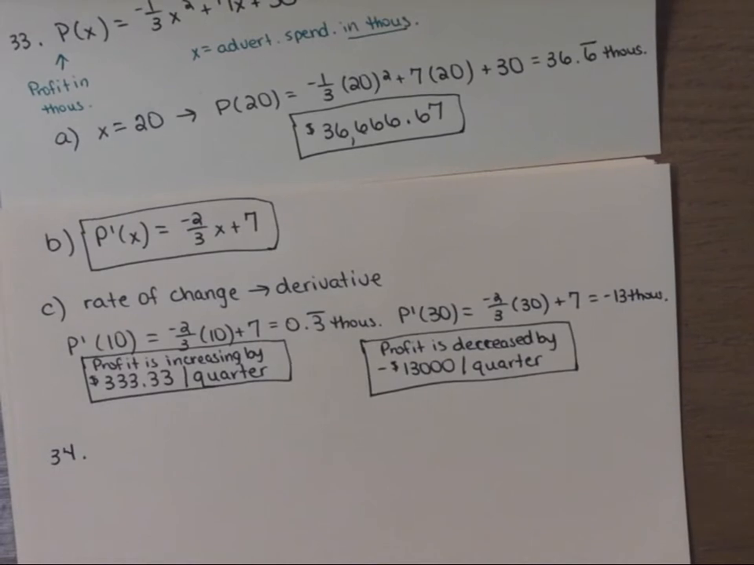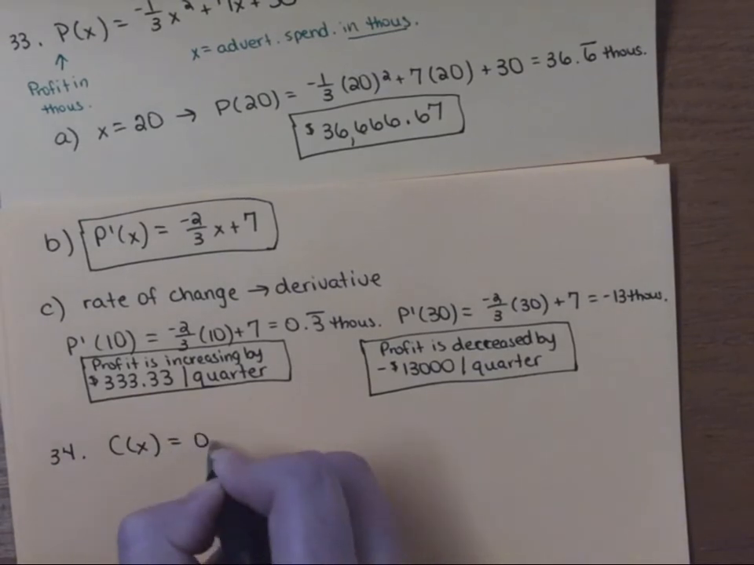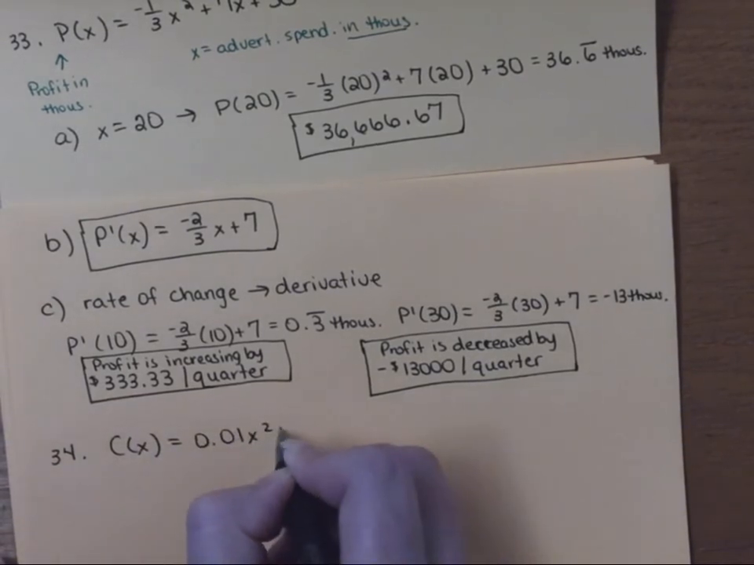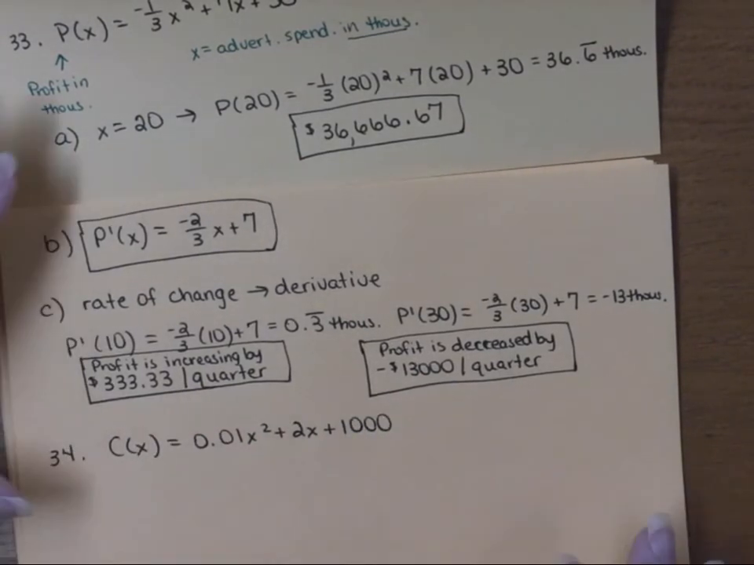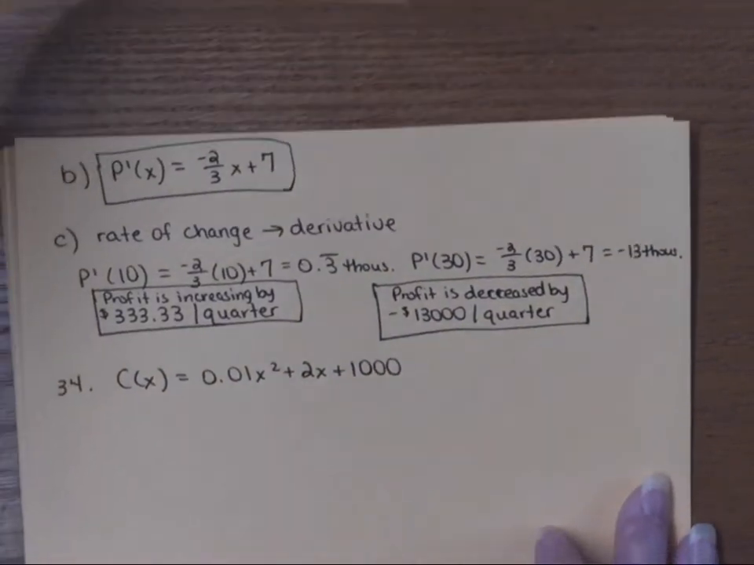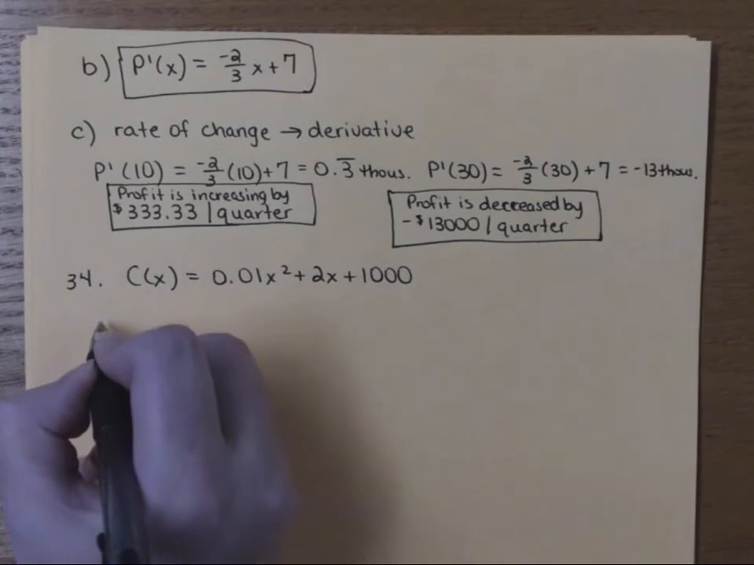All right, 34. The cost in dollars of producing X units of a certain baseball bat. Here is our cost equation. So make sure you know the various forms of these equations. Make sure you know how cost, revenue, and profit relate to each other. Make sure you know things like average cost, marginal cost, and kind of what those are and what they mean.